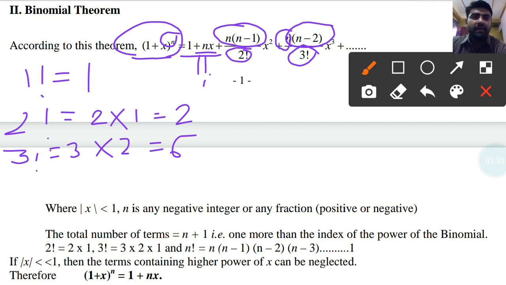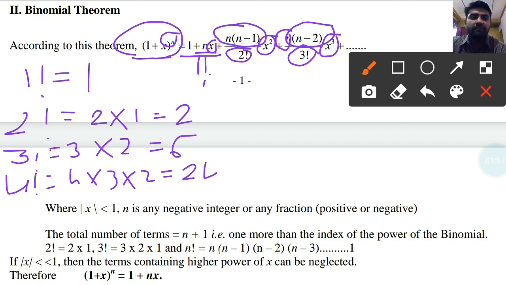Similarly, see here x is raised to power 1, for the second term it increases to 2, for the third term it increases to 3, for the fourth term x raised to 4, like that, right? So that is the binomial expansion, right? If 4 factorial, then 4 into 3 into 2, so that will be 24, right?